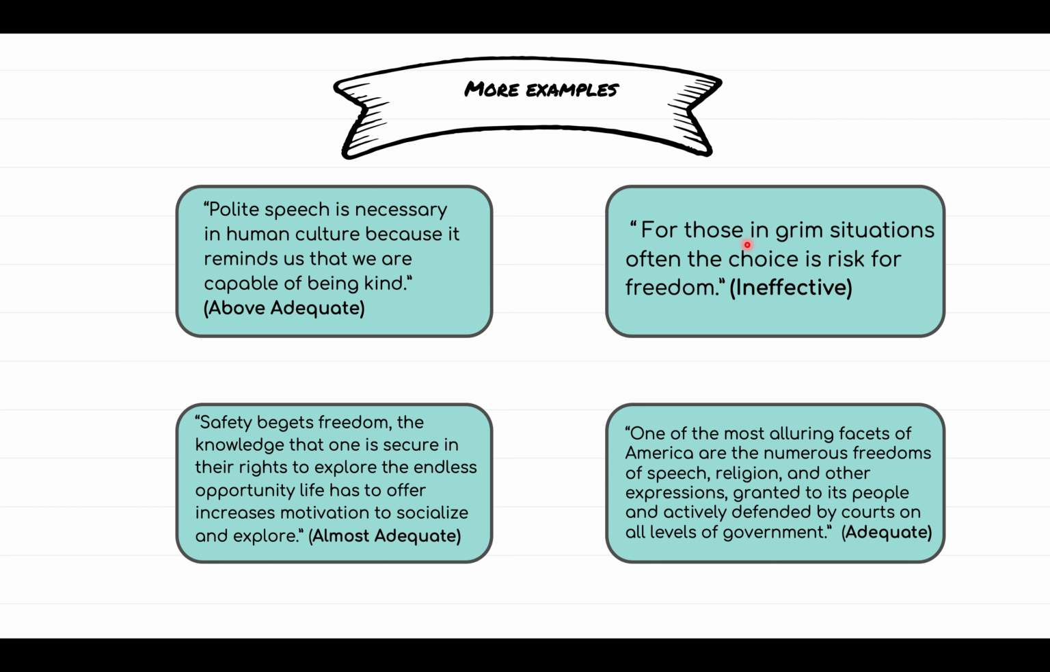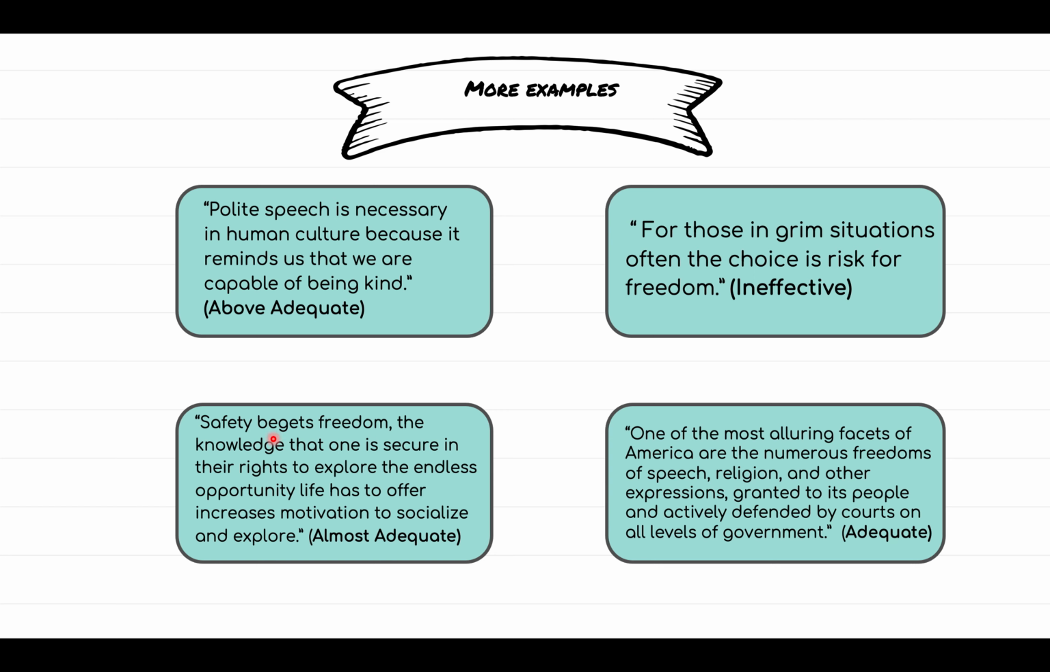All right. For those in grim situations, often the choice is risk for freedom. Remember, the conversation here is the human being wants to be safe or free, safety versus freedom. That's the basic conversation. This is ineffective because for those in grim situations, the choice is risk for freedom. It doesn't quite say what we're going to talk about, except freedom and taking risks, but I don't know in what way. Nothing here is really explained.